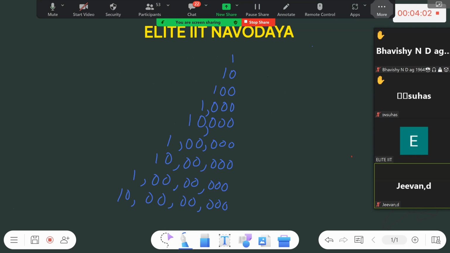But after 10 crore, they have not given anything in your book. Let me tell you a secret. After 10 crore, you can write this. This is Indian system, not the international million. Somebody say something. What? Arab, not Arabian. See, this one everyone knows, 10 crores.